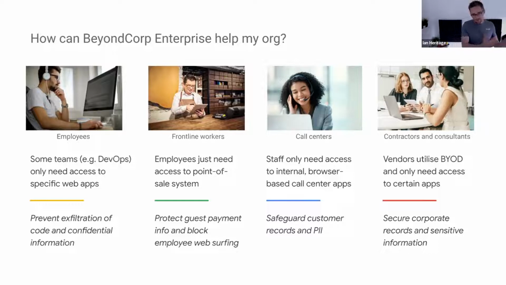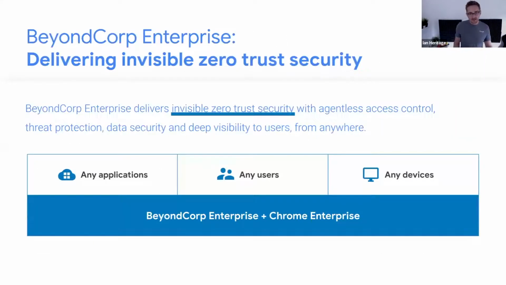The key part of that journey is that we specify the web apps that they're using, and making sure that they can only access things when they are needed to. Maybe you've got frontline workers that you might need to protect payment or block certain employees from surfing particular sites. Maybe you've got call centers out there and your PII data is absolutely key. And again, securing those records, it comes back to those data parts.